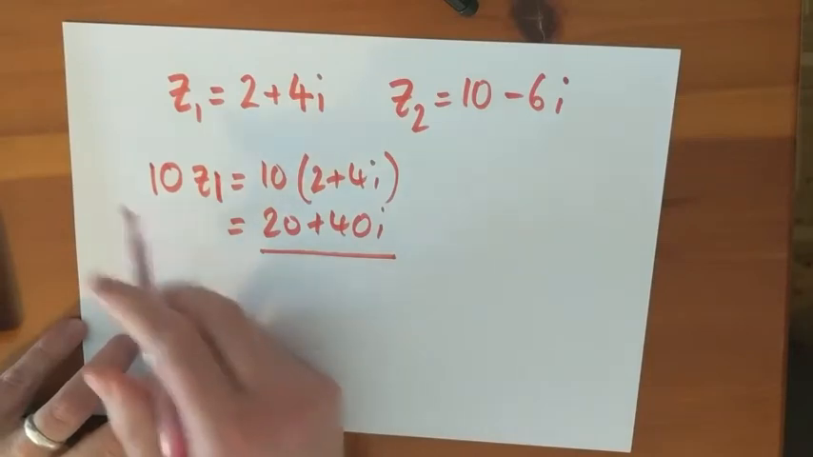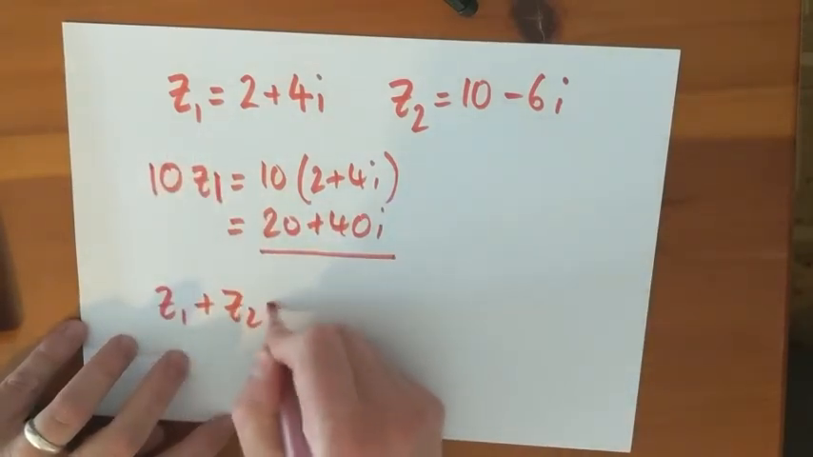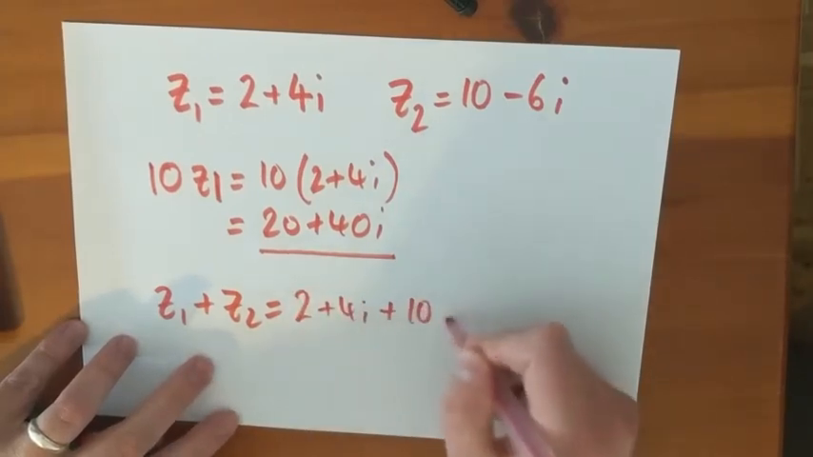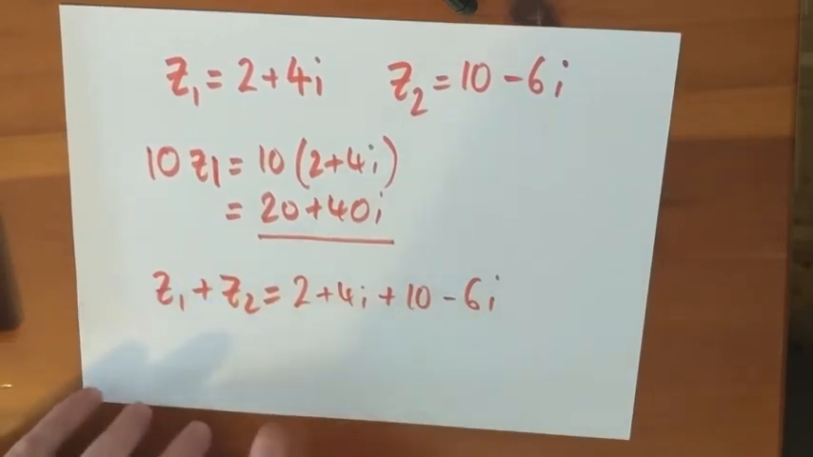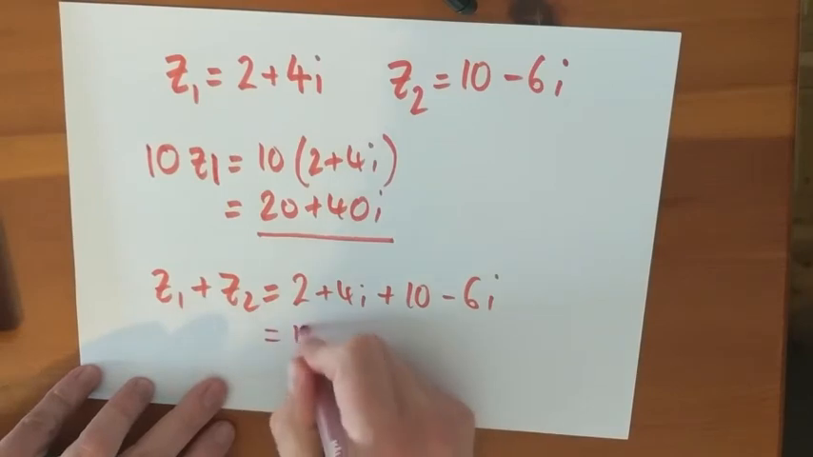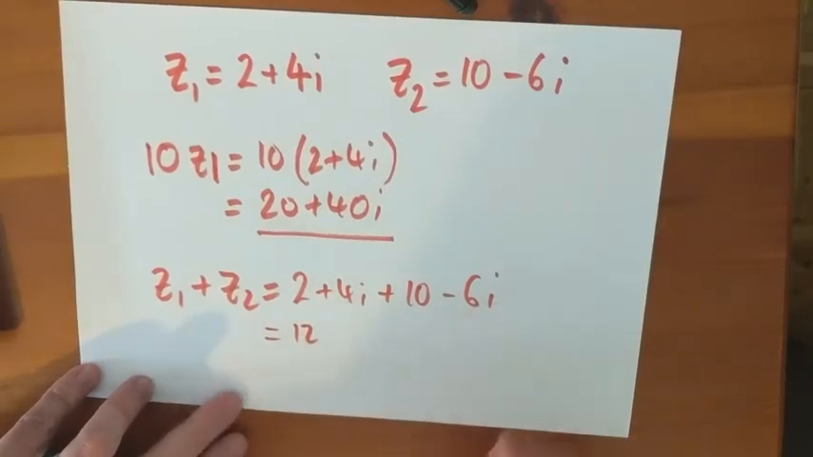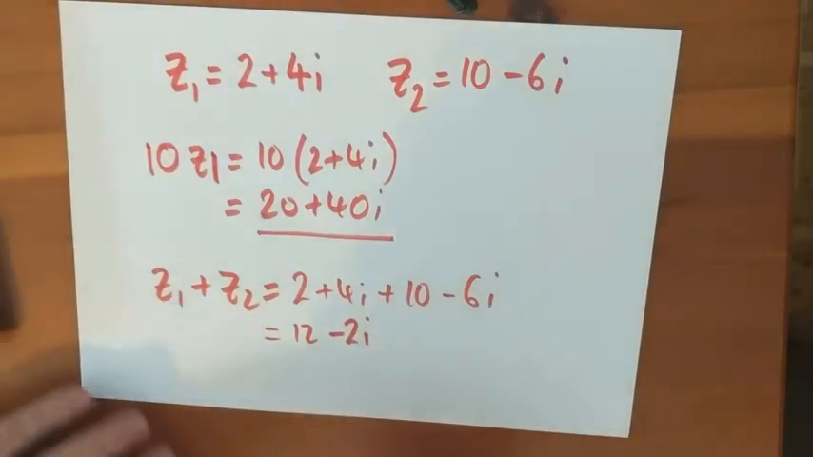I could add these two complex numbers together, z1 plus z2. That would give me 2 plus 4i plus 10 minus 6i. And we collect like terms in the same way you would do with algebra. You can add the two real parts together, so I get 2 plus 10 is 12. And these two are considered like terms as well. We can have 4i take away 6i, which will give me minus 2i. In a similar way, you can subtract things.